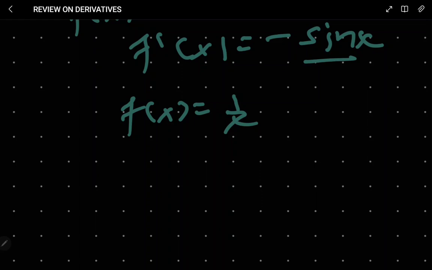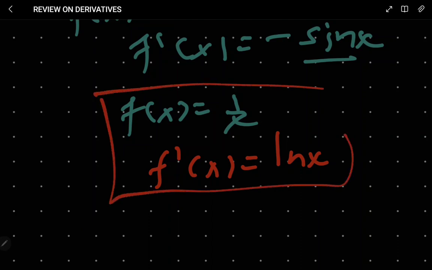And the other thing to note is if you have f of x is equal to 1 over x, so the derivative of this one is very important. I'm going to write it in another color because it's very important. So if f of x is this one, then f derivative of x is how much? Ln x, the natural logarithm of x. So this is very important to remember, because you are going to use it now and again.